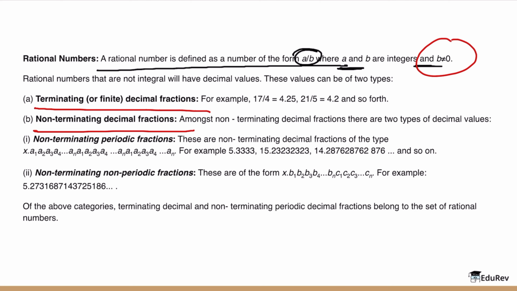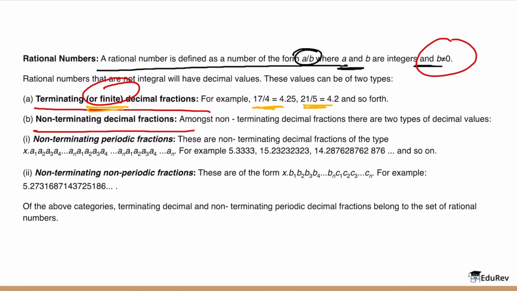Now terminating ones are the ones which terminate. What do you mean by terminate? Terminate means which can end. That's why the term finite is used in this. For example, 17 by 4 is 4.25. So obviously it's ending at 0.25. After 5, nothing. It's ending. Similarly 21 by 5 is 4.2. So it's ending. So these are your terminating decimal fractions.